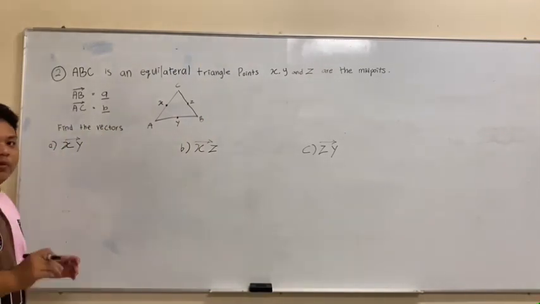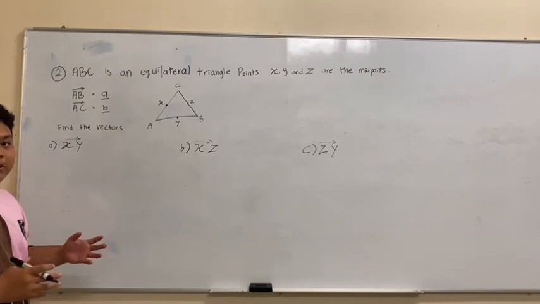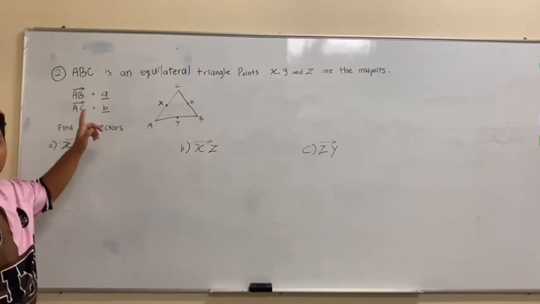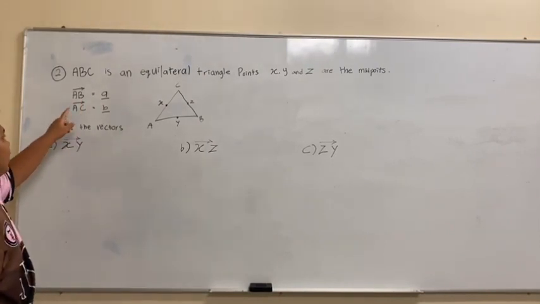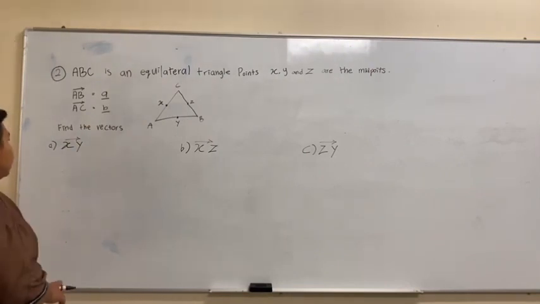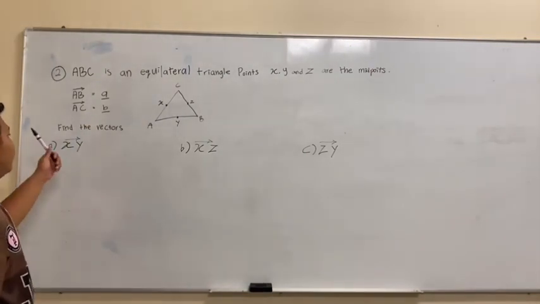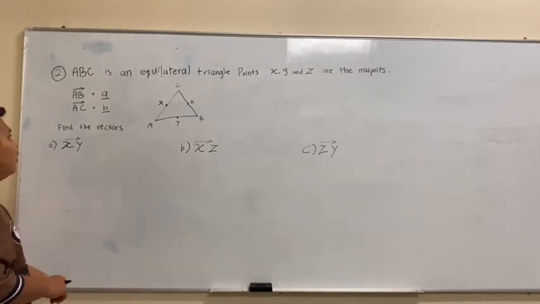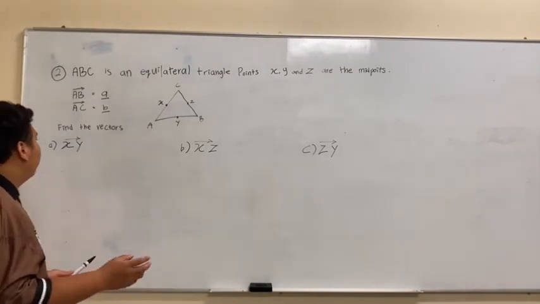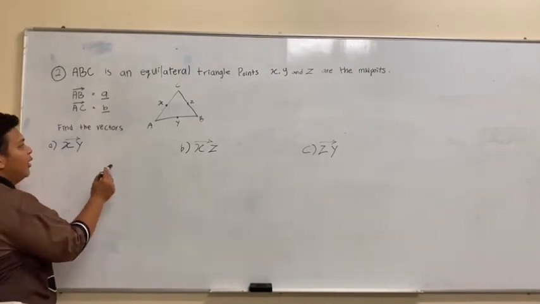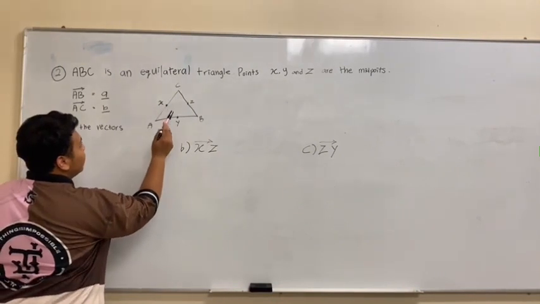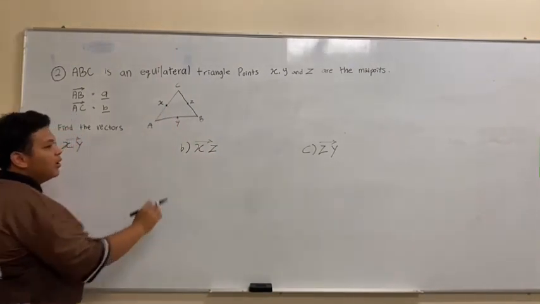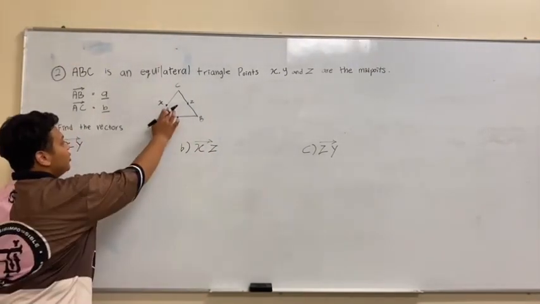The information given to us for this question is vector AB equals magnitude a, and vector AC equals magnitude b. The first question is to find the vector XY. So we have to find the magnitude for vector XY. We have to find the shortest way from X going to Y.